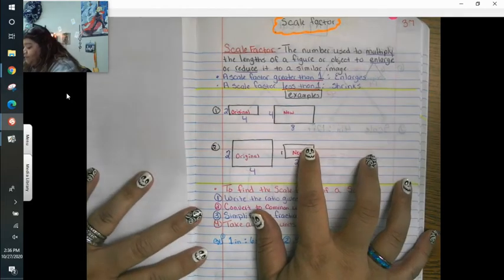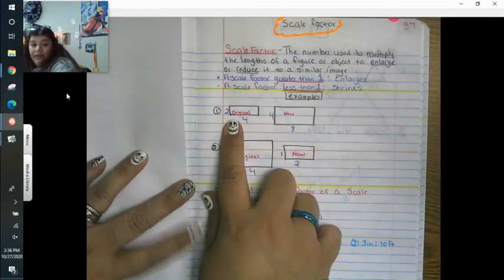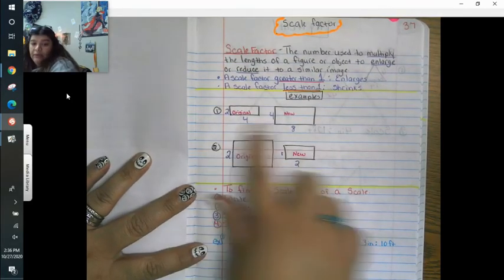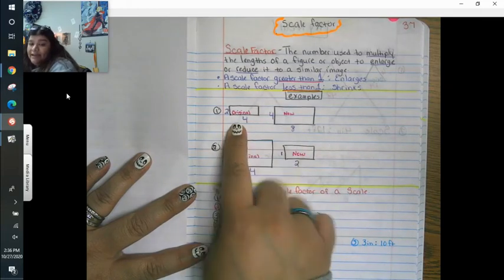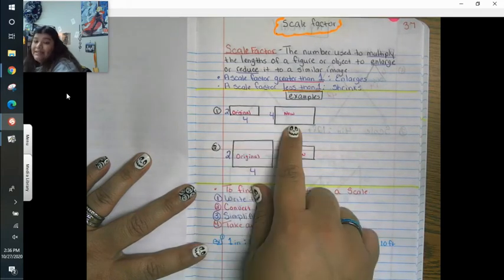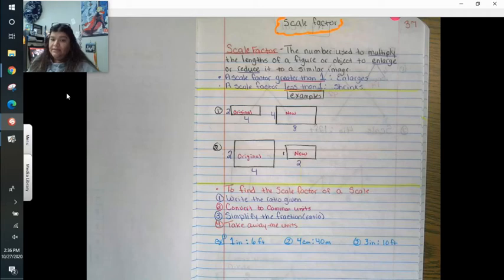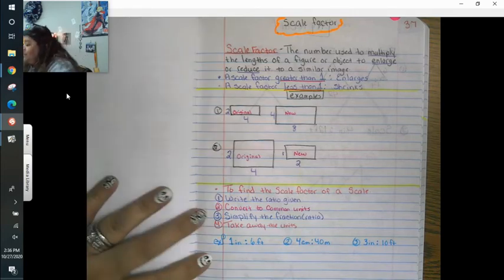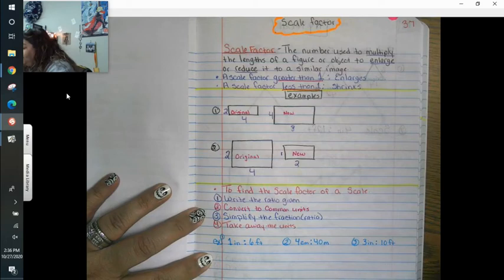All right, so here we have the original picture, and then we have the new picture. So you can tell right here that I went from a small to a large. So it's going to be an enlargement. So I already know that my scale factor is going to be greater than 1. So this is how we set up our scale factor. I'll do it in purple.